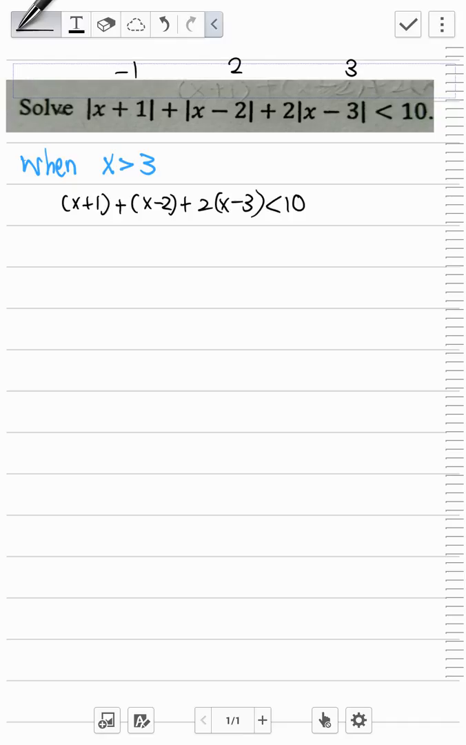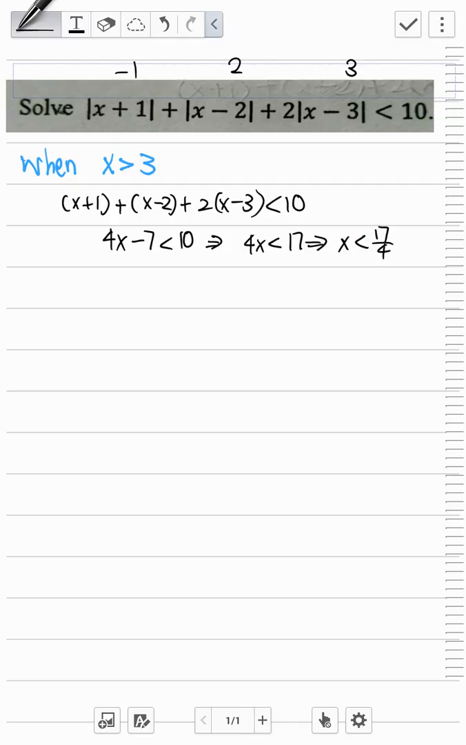So I solve for this part. x plus x is 2x, 2x plus 2x is 4x, correct? 1 minus 2 is minus 1. Minus 1 minus 6 is minus 7. So minus 7 smaller than 10. And I can proceed to say 4x is smaller than 17, correct? And then my x is smaller than 17 over 4.